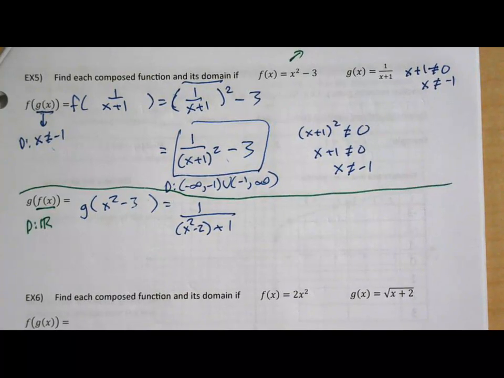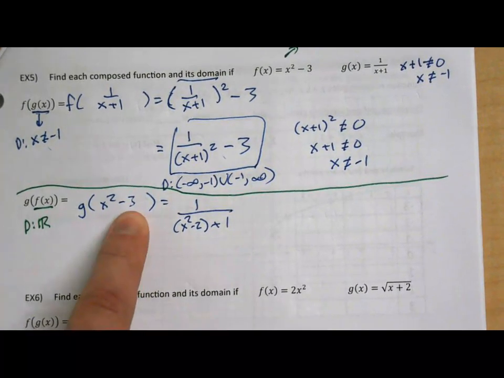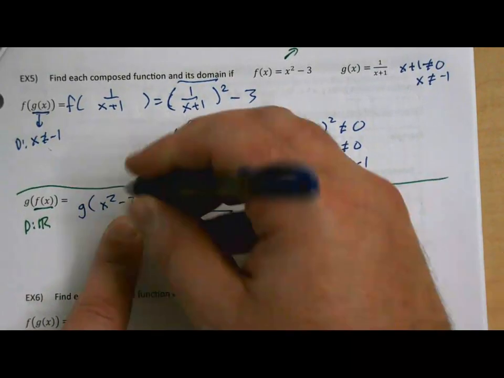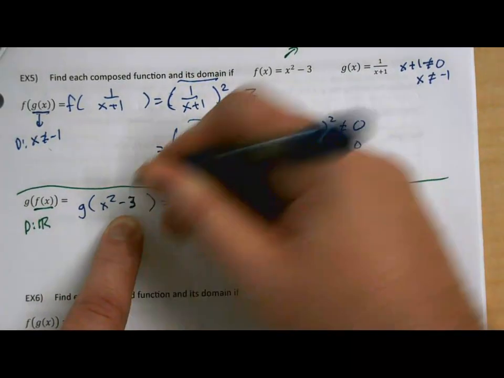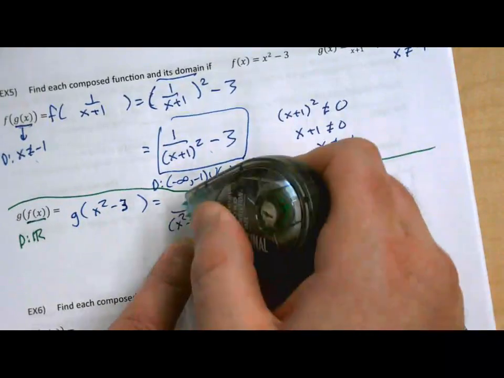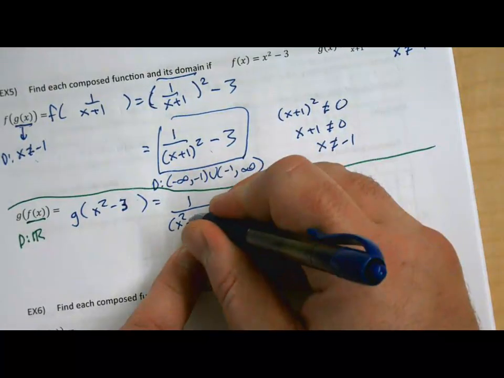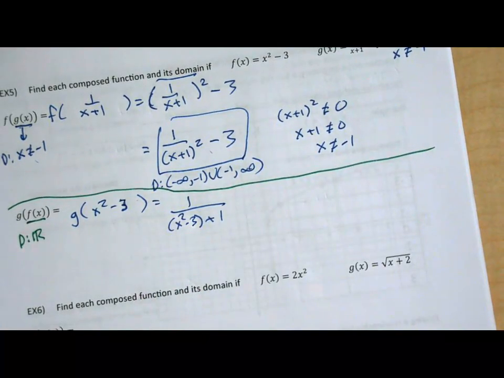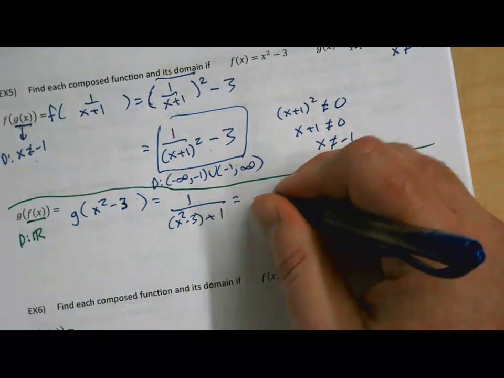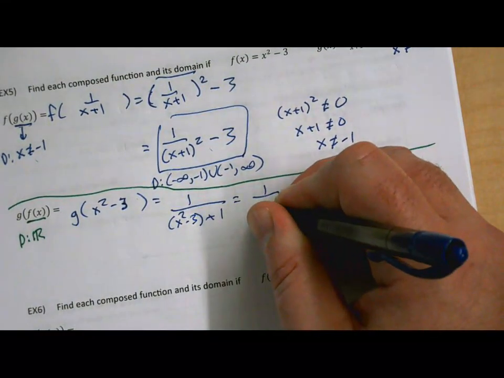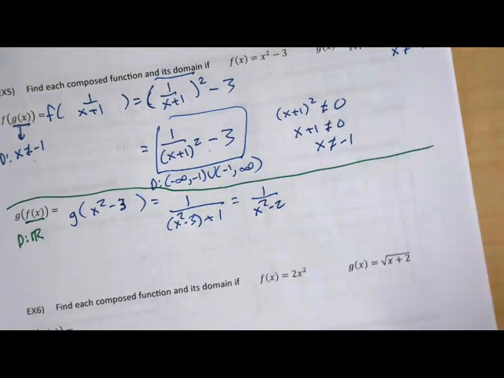It should be a 3, shouldn't it? I'm having a hard time reading my own handwriting. That's terrible. Thank you for the correction there. That simplifies to x squared minus 2. Hey, sweet.